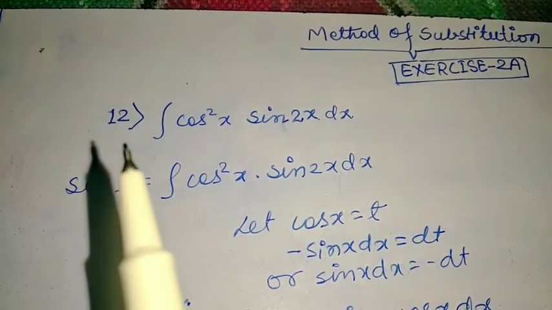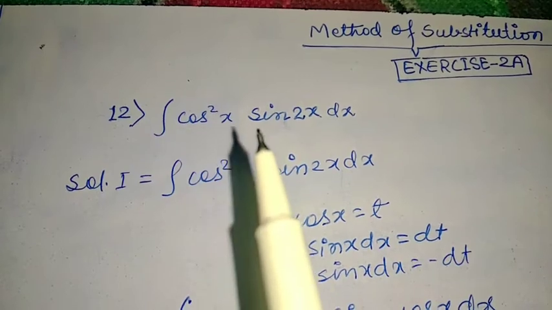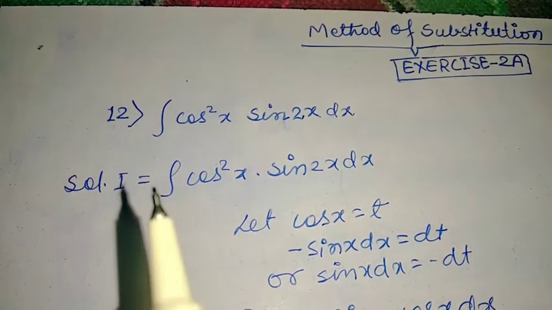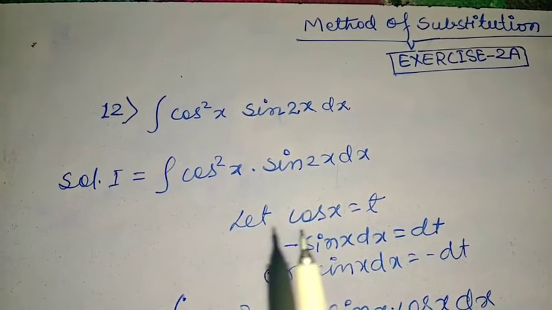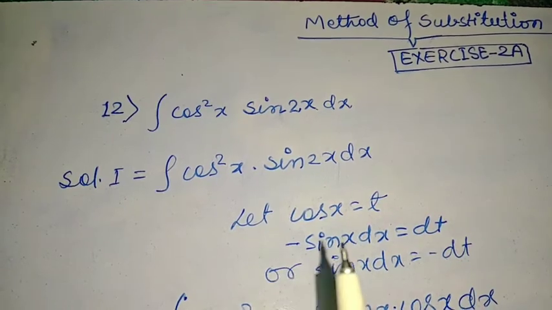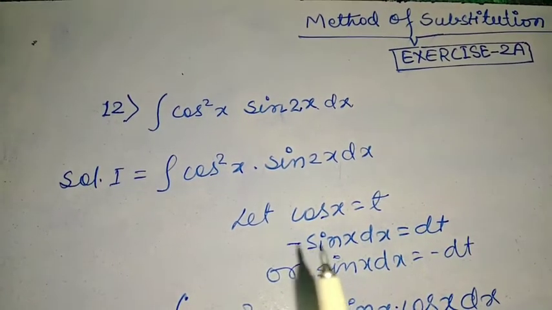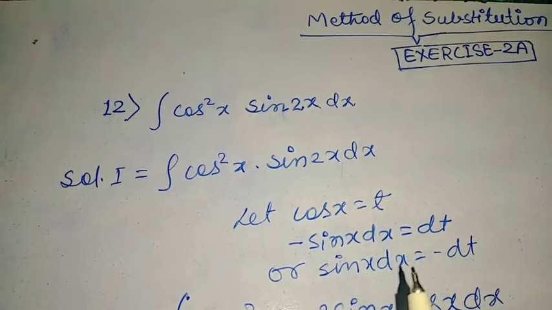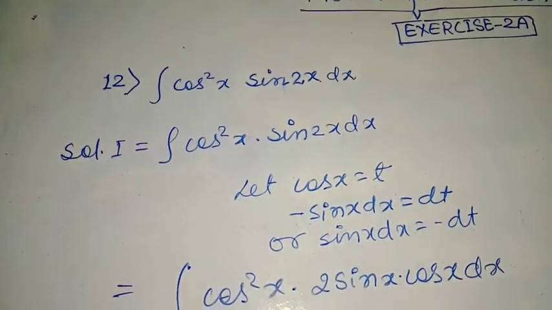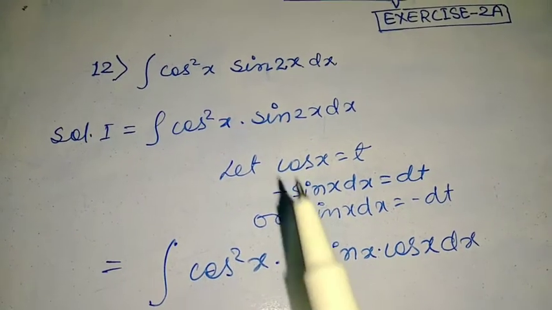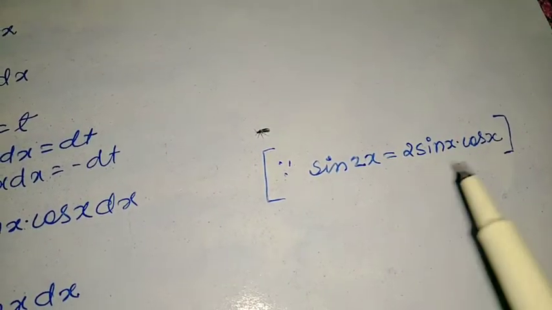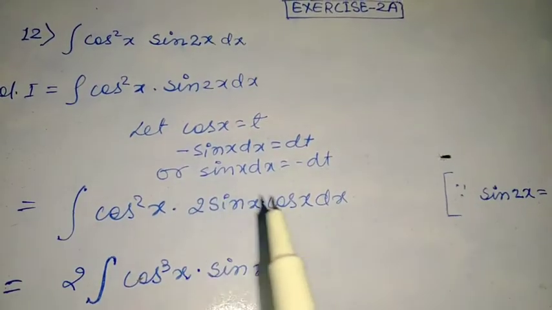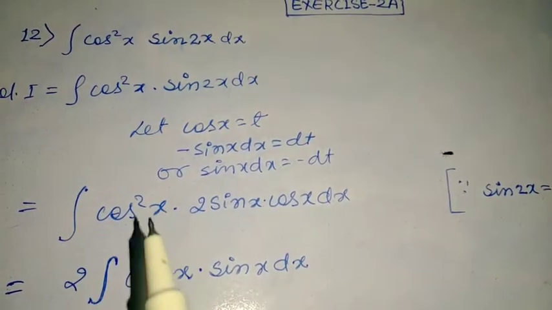Now you can see question number 12, which is integration of cos square x into sine 2x dx. So for solving this question, we can substitute t in the place of cos x. By differentiating both the sides, we get minus sine x dx is equal to dt, or we can write it as sine x dx is equal to minus dt. Here in the next step, we know the formula sine 2x is equal to 2 sine x cos x. So we will apply this formula here so that we can solve it easily.